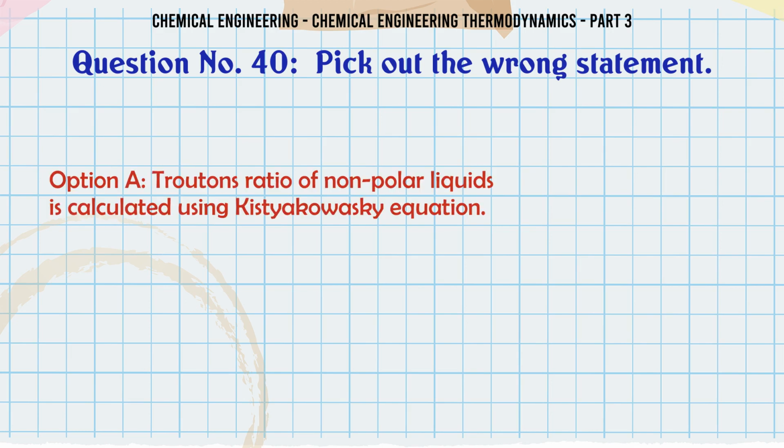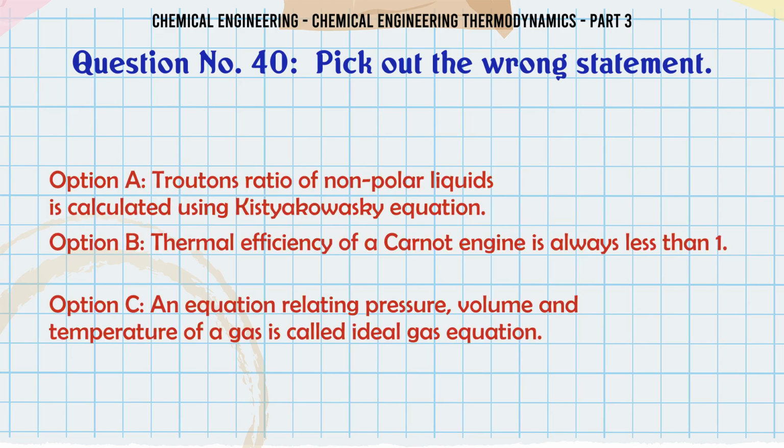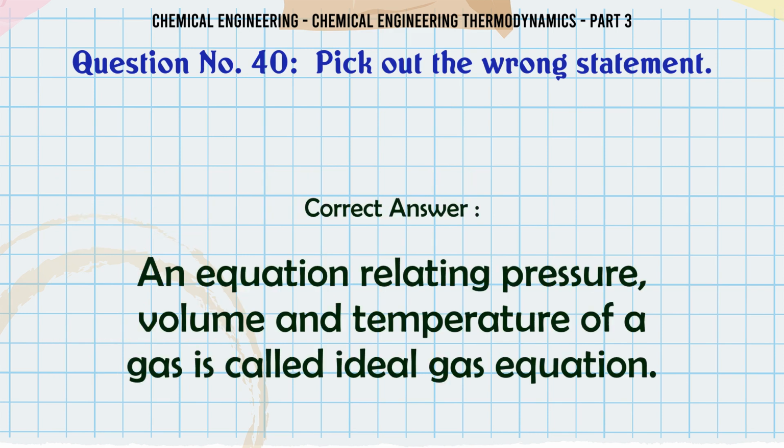Pick out the wrong statement. A. Trouton's ratio of nonpolar liquids is calculated using Kistiakowsky equation. B. Thermal efficiency of a Carnot engine is always less than 1. C. An equation relating pressure, volume, and temperature of a gas is called ideal gas equation. D. None of these. The correct answer is an equation relating pressure, volume, and temperature of a gas is called ideal gas equation.